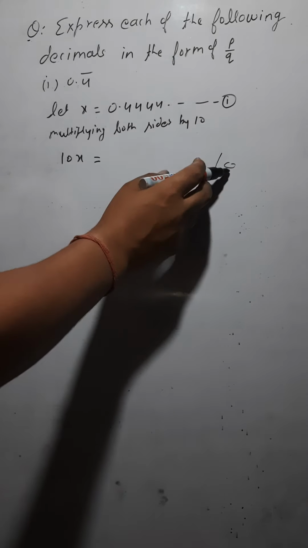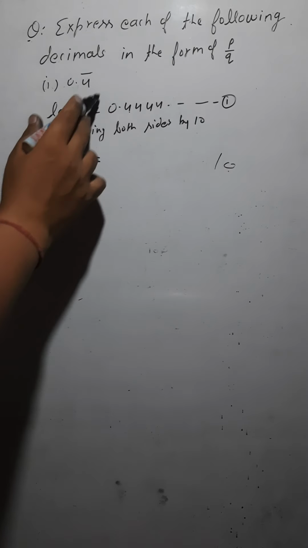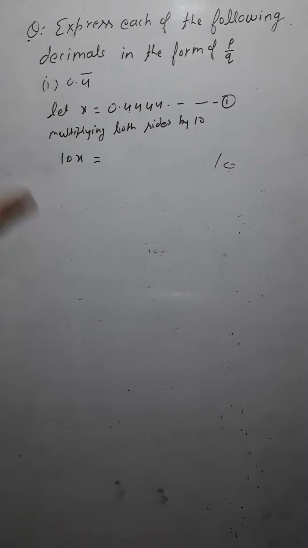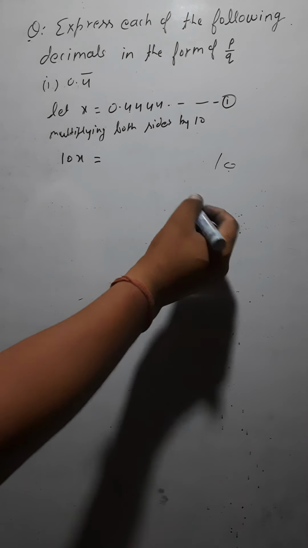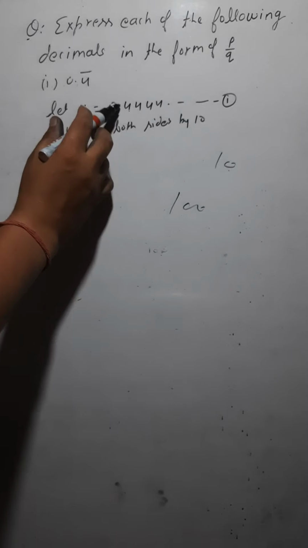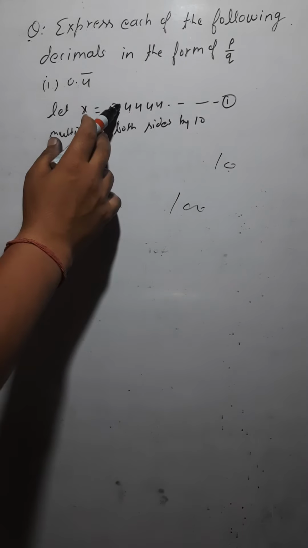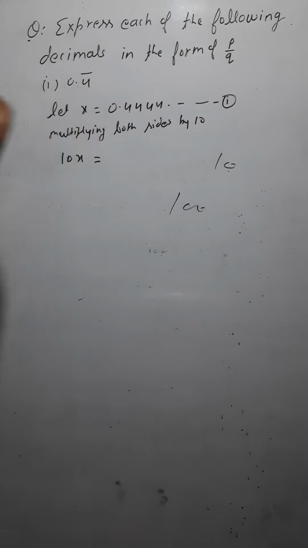So if you are multiplying by 10, you have 1 0 there. So one digit would come here, so the decimal would shift one place here. That we have already discussed in the previous classes. If you are multiplying by 2 zeros, the decimal would shift 2 places ahead. If you are multiplying by 10, the decimal would shift one place there, isn't it?